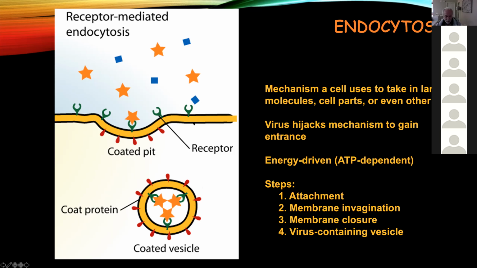So this is a normal process. It's a mechanism used by the cell to take up a lot of different kinds of large molecules and cell parts or even other cells. And the virus hijacks that mechanism to get in. So the steps are first attachment, membrane invagination, membrane closure, and finally a virus-containing vesicle.